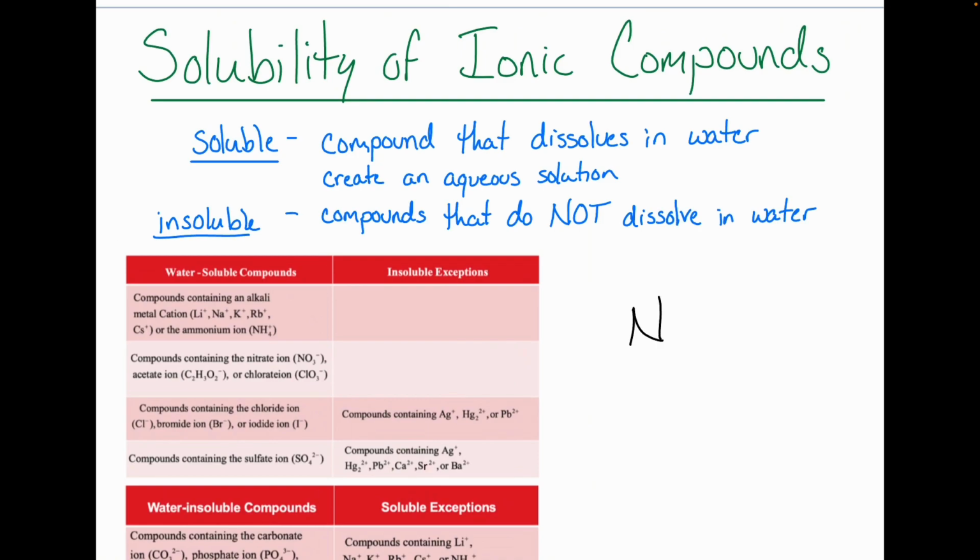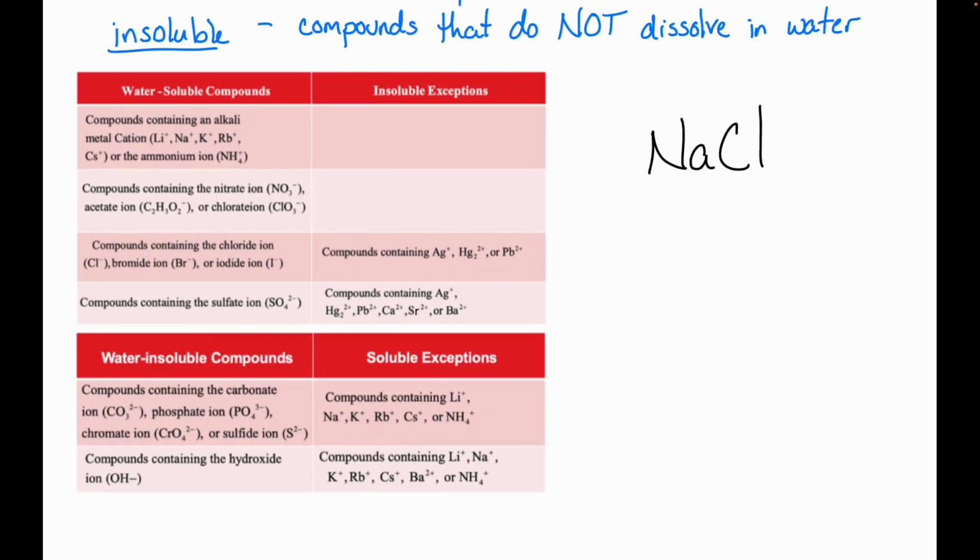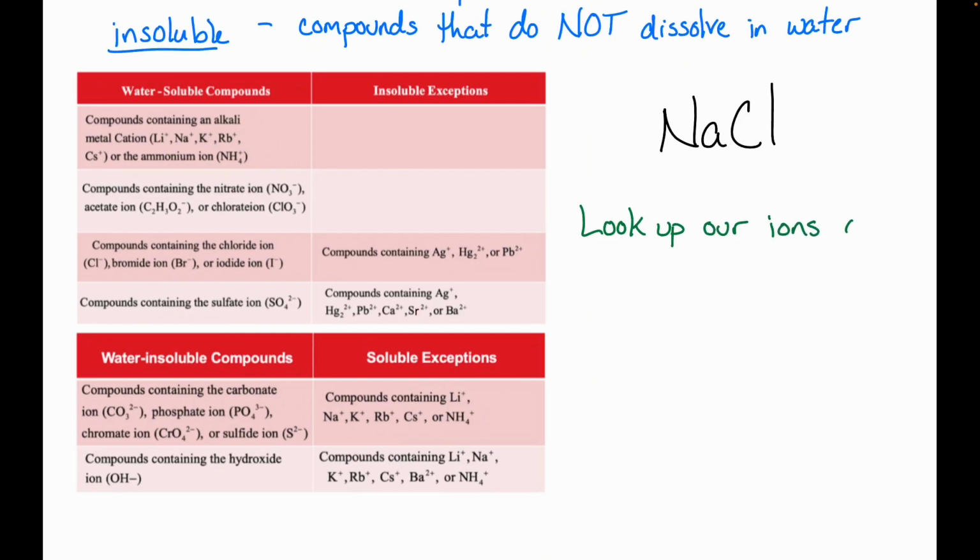All right, I think we've all seen that sodium chloride does indeed dissolve in water. So given a formula, NaCl, we need to be able to use this table here and identify whether that compound is soluble or insoluble. All right, that's the name of the game here. So what we're going to do is look up our ions on the left-hand side. And it's usually easier to find the anions of your ionic compound.